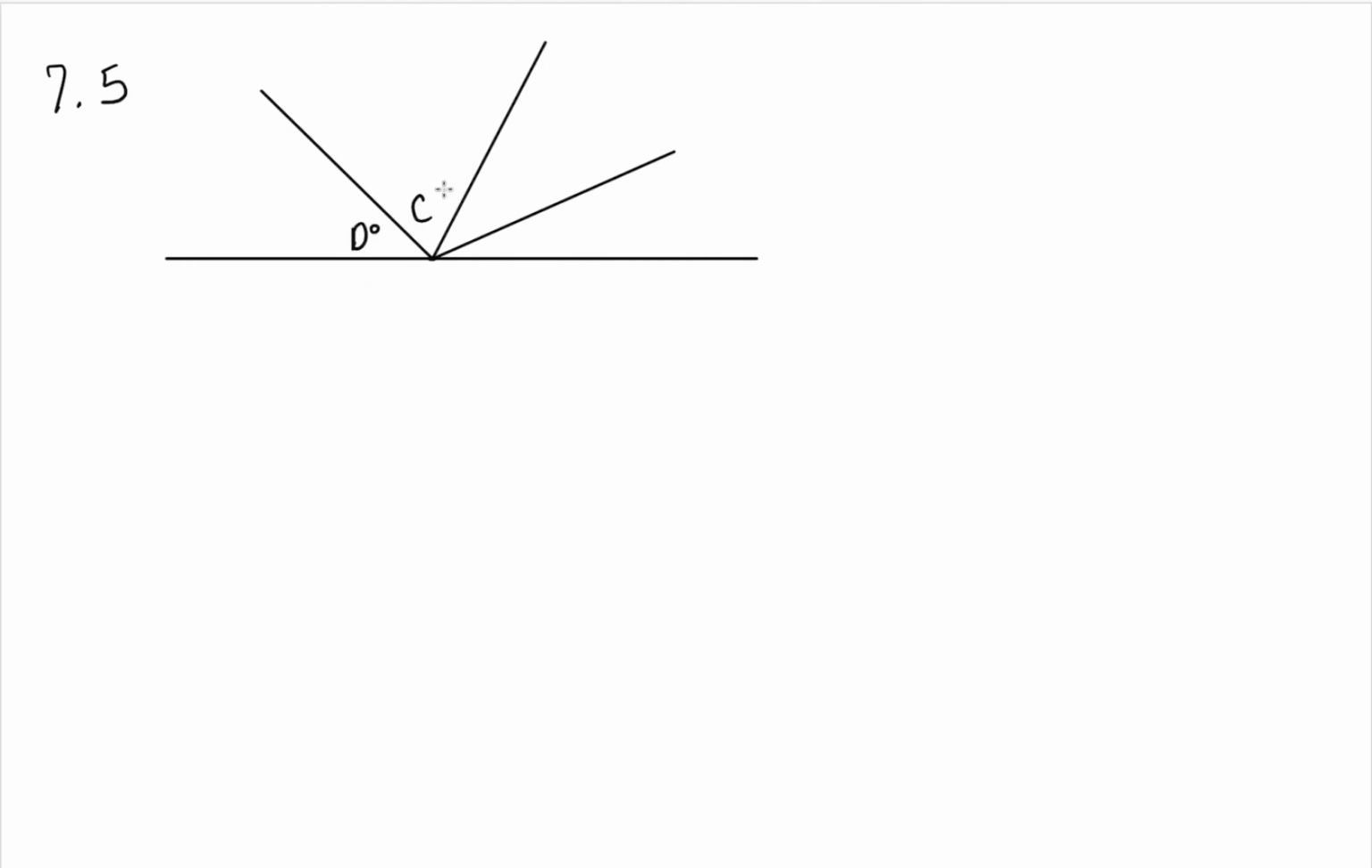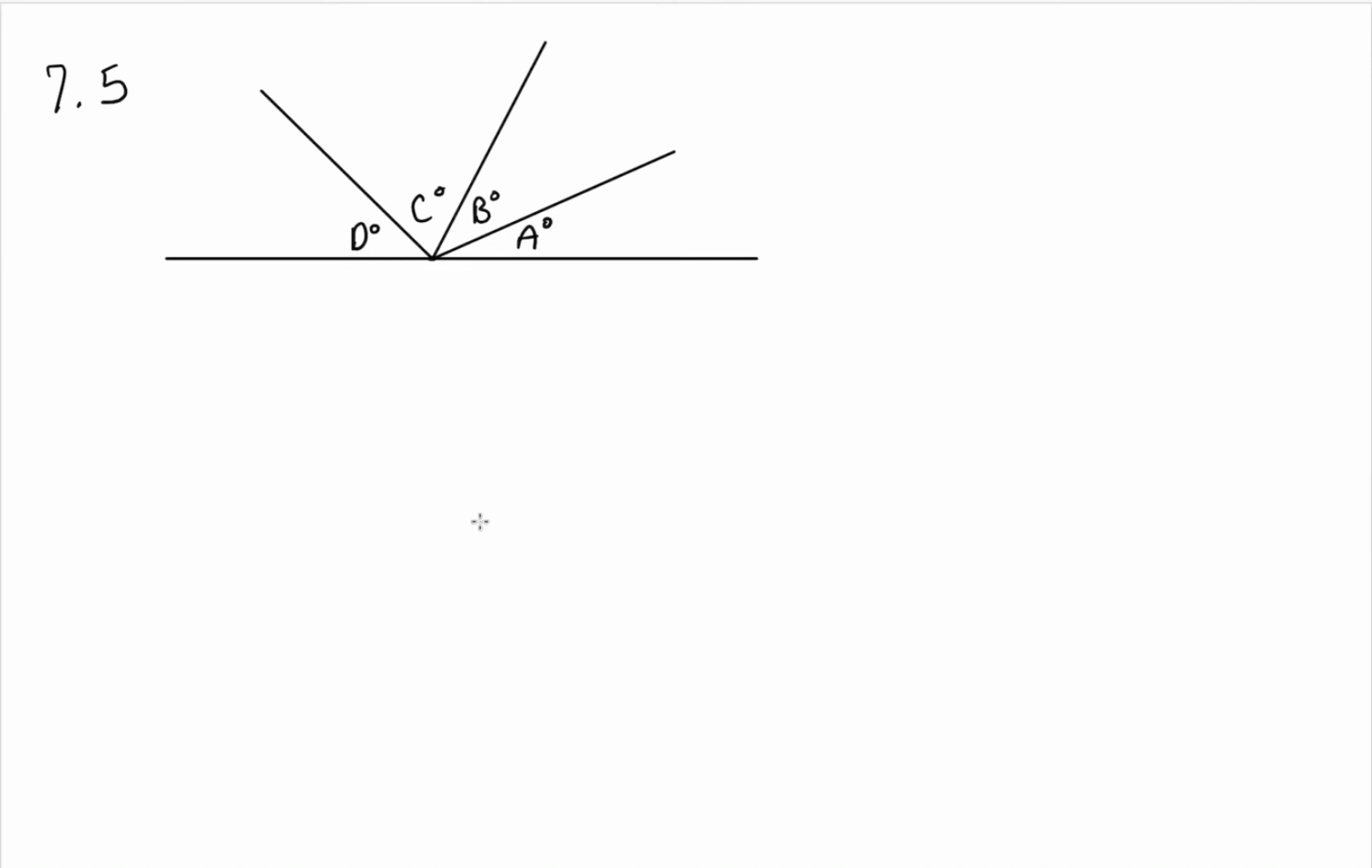All right, let me see if I can draw this out for you guys. We're going to talk about angles in this one, and we've got several. So here's our point. All right, this is one angle. Here is another angle, and we have one more angle right there. So this is D, this is C, this is B, and this is A.